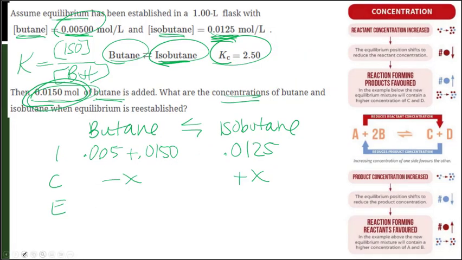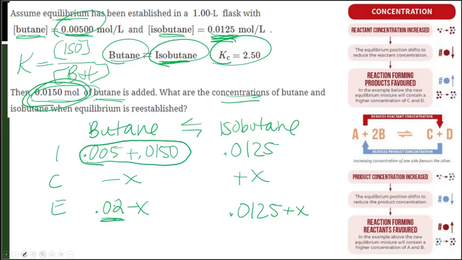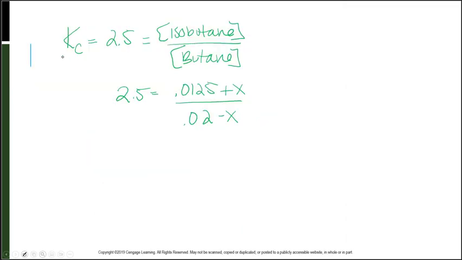Let's look at equilibrium. When I add these two together, that gives me 0.02 minus x, and then I have 0.0125 plus x. Let's set that equal to our Kc. All right, I set it up. We said Kc was equal to 2.5. So I've got my 2.5. My equilibrium isobutane was 0.0125 plus x. My butane, 0.02 minus x.